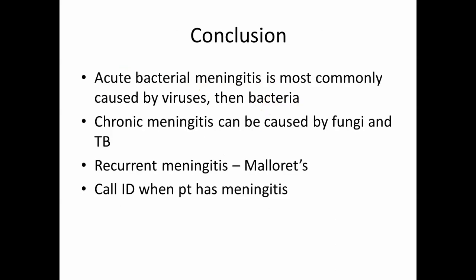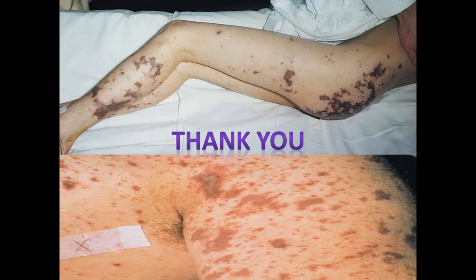So in conclusion, acute meningitis is more commonly caused by viruses than bacteria. Chronic meningitis is mostly caused by TB, and recurrent meningitis by herpes. And thank you.